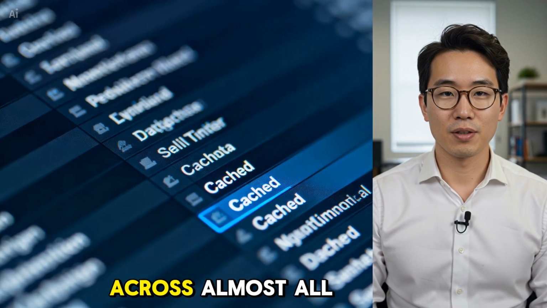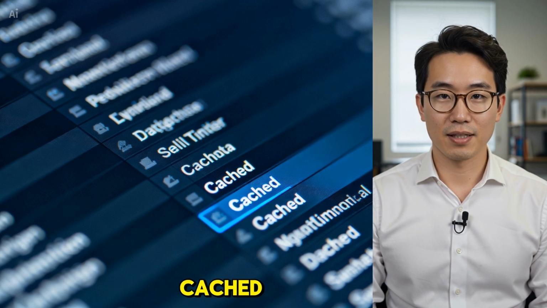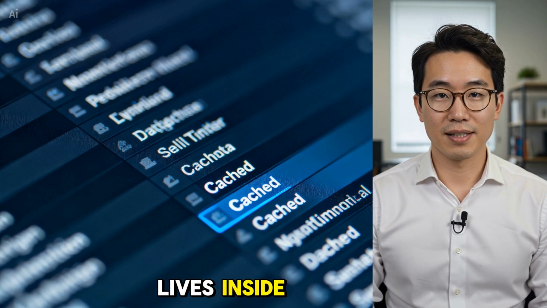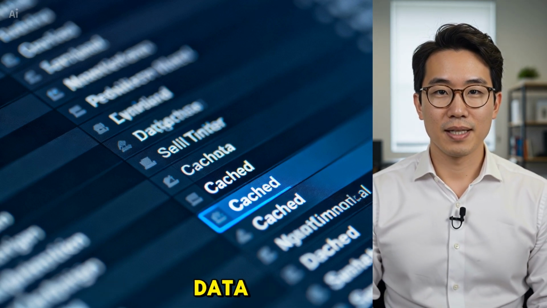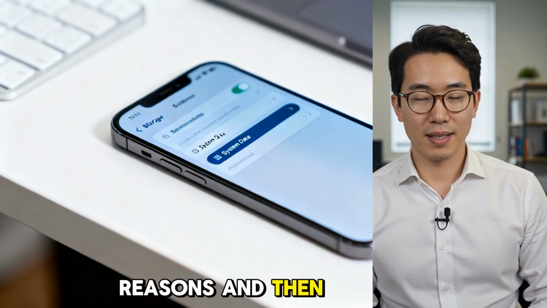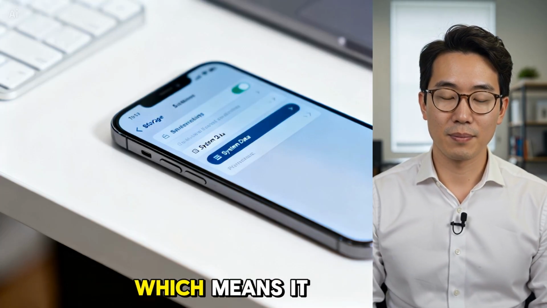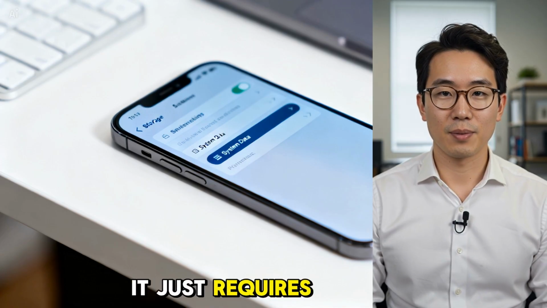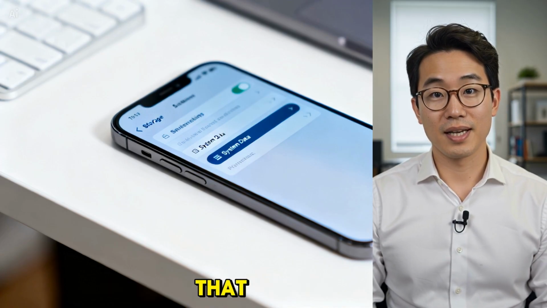The key word across almost all of these categories is cached. Most of what lives inside System Data is not essential permanent data. It is temporary data that the system created for performance reasons and then held on to longer than necessary, which means it can be cleared. It just requires knowing the right methods to trigger that clearing.